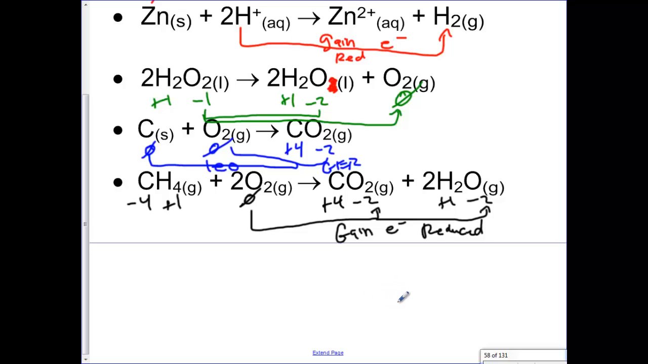No, I thought carbon was. No. Carbon goes from -4 to +4, so we lose 8 electrons. Yeah.